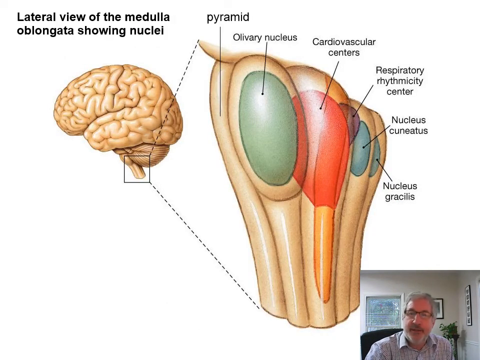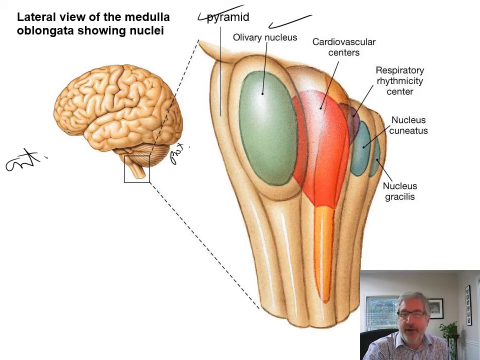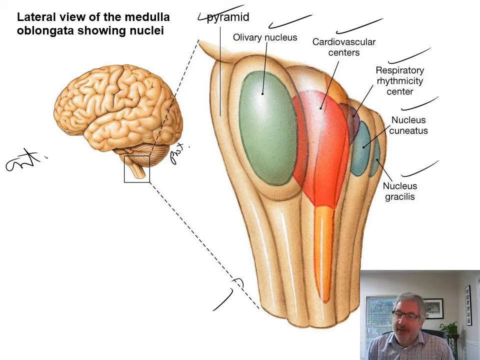So here's an olivary nucleus here, and here's the pyramid that we're looking at, and this is anterior and posterior. This is the enlarged part here, a lateral view, slightly posterior lateral view. So you notice your cardiovascular centers are here, and your respiratory rhythmicity center is here, as well as a couple of nuclei, nucleus cuneatus and nucleus gracilis. You don't have to know those.